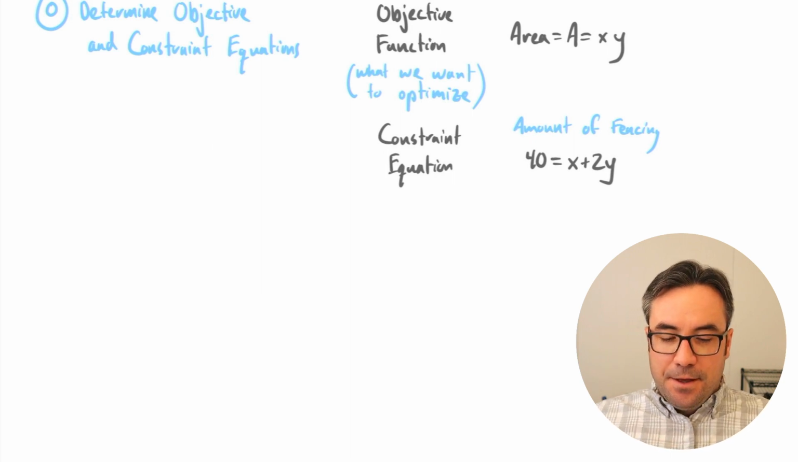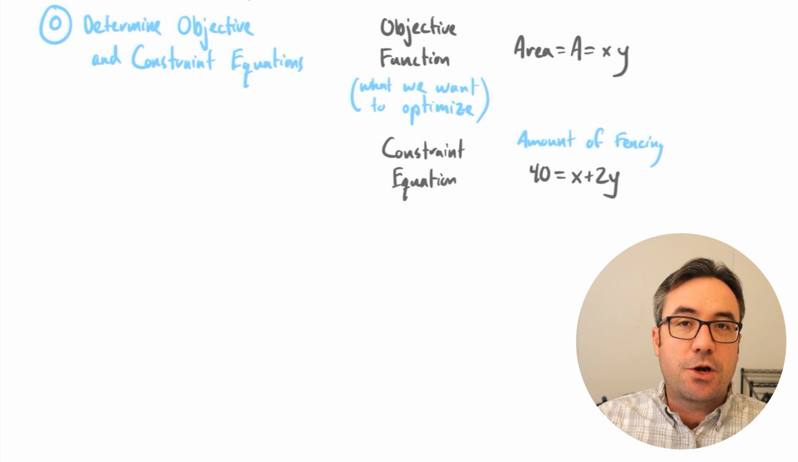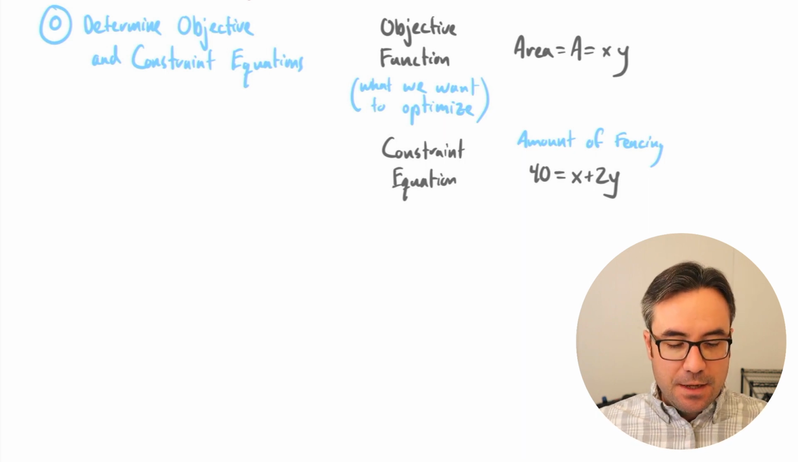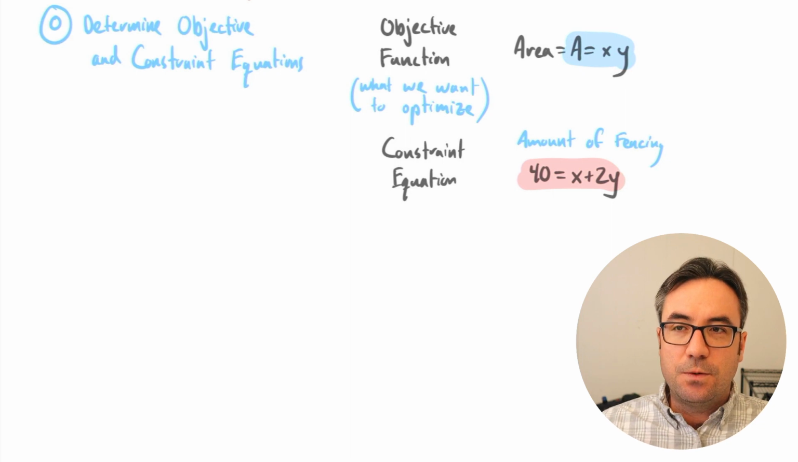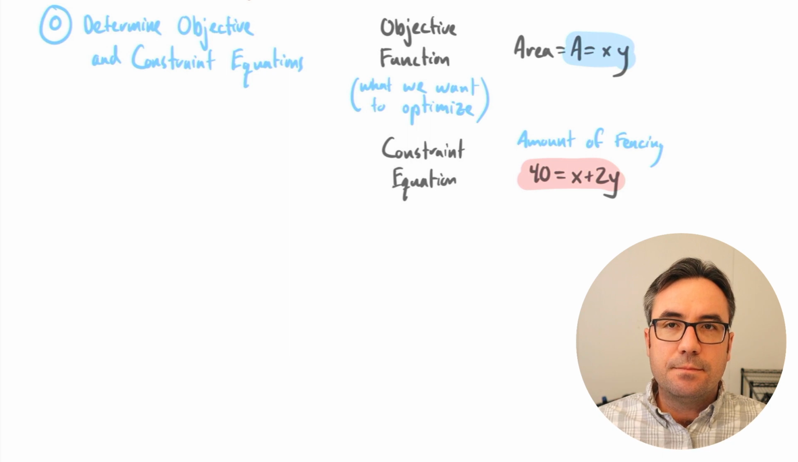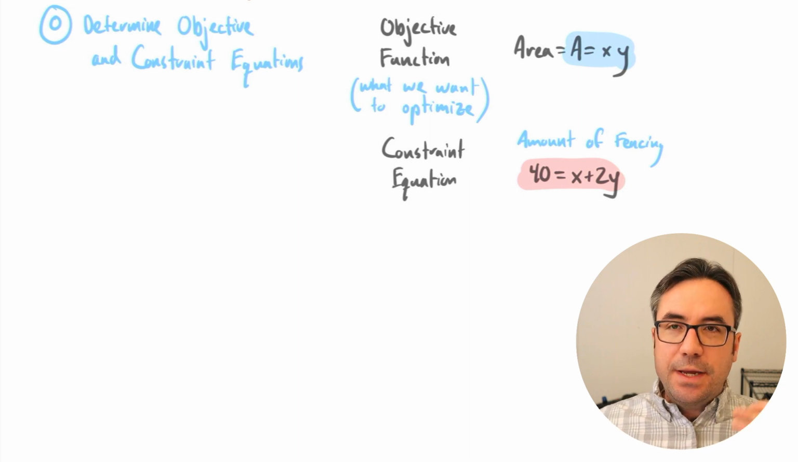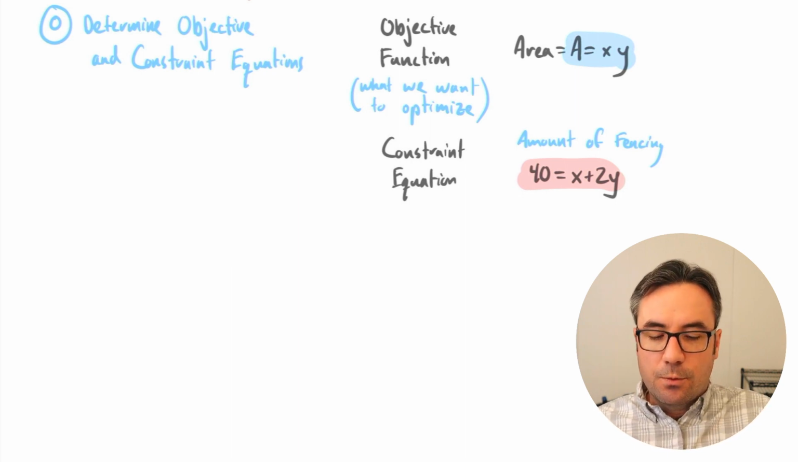So for these applied optimization problems, this is probably the hardest part, figuring out what the equations actually are. So we have our objective equation, A equals x times y, and then we have our constraint equation here, 40 is equal to x plus 2y. And so once we have these equations all settled, then it becomes like the optimization problems that we've already looked at. And so now we can actually just continue on with our normal routine.